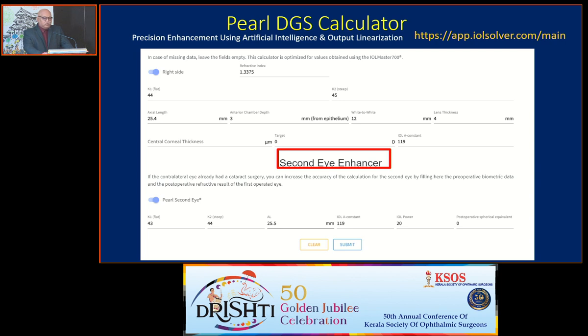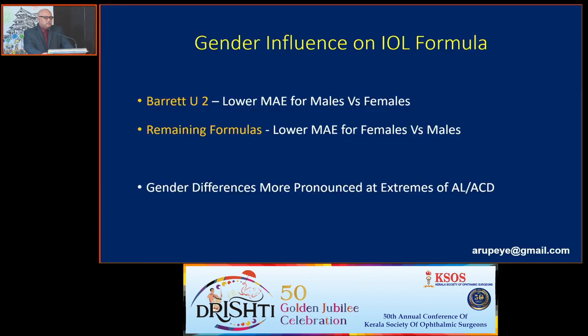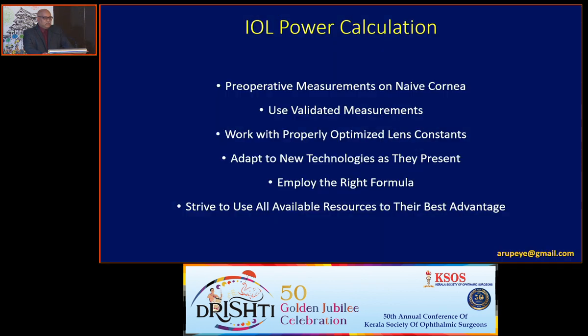before I forget, you can always make use of the second eye values to fine tune the results in the right eye. Preoperative measurements should be done on the naive cornea. Use validated measurements, work with properly optimized lens constants. Adapt to new technologies as they present. All new technologies are not the best, that is to be remembered. Employ the right formula and strive to use all available resources to their best advantage.